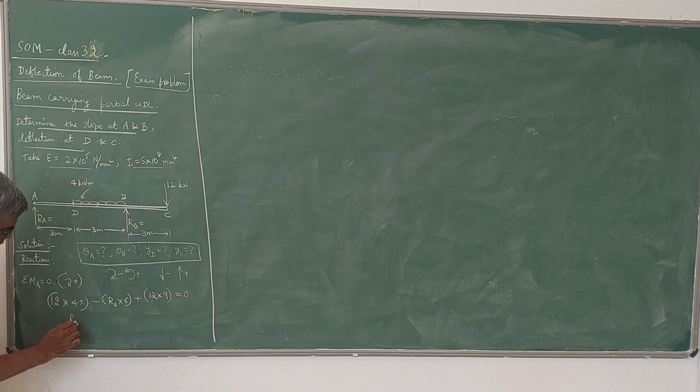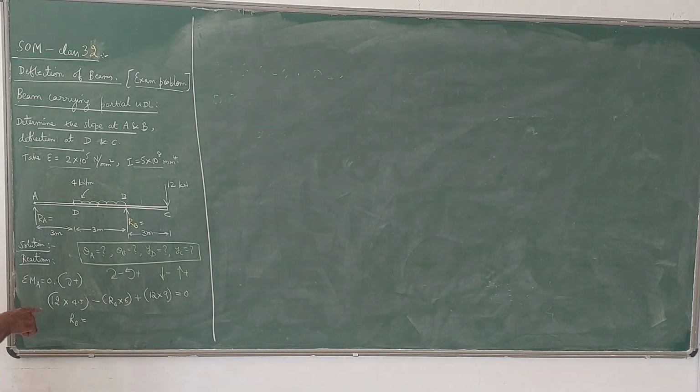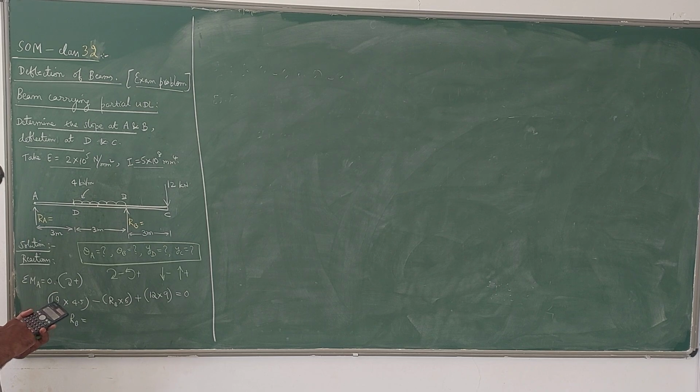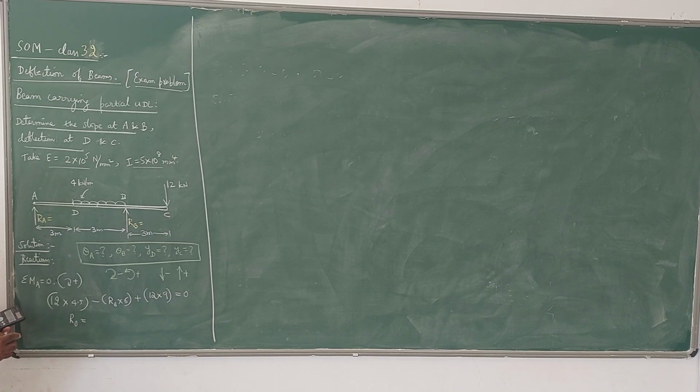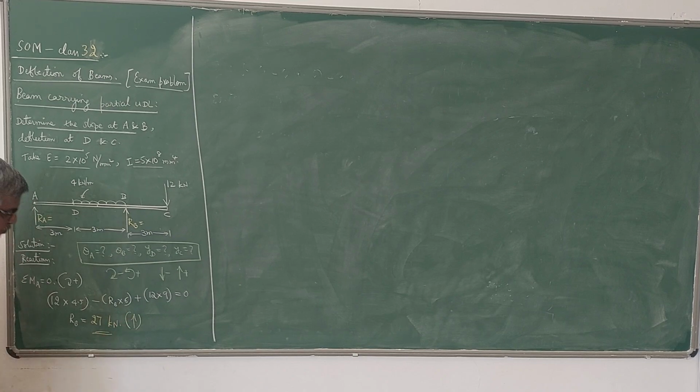So from this we can calculate the reaction RB. If you simplify that, you are going to get the reaction as 12 into 4.5 plus 12 into 9, that is 108, divided by 6. So this is the reaction, 27 kilonewton. So 27 kilonewton is positive, that means the assumed direction of reaction is correct, it is upwards.